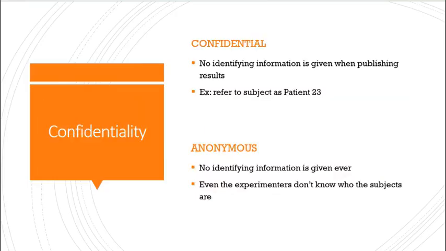Okay, when it comes to confidentiality, there's 2 levels. One is confidential, and that just means we don't publish information. So we might say like patient 23 had a 14% improvement. Okay, but the people that are doing the experiment in that case, they have face-to-face contact. They know who the subject is, but we don't release that information when we publish the results. If an experiment or study is anonymous, then no identifying information is given ever. Okay, so the experimenters don't even know who the subjects are.